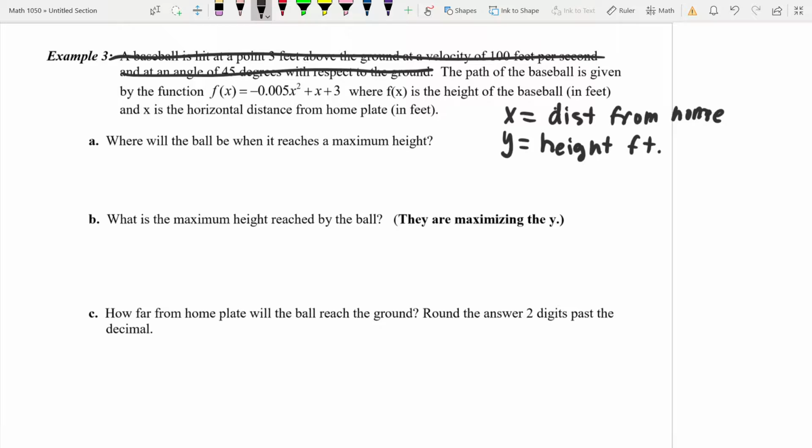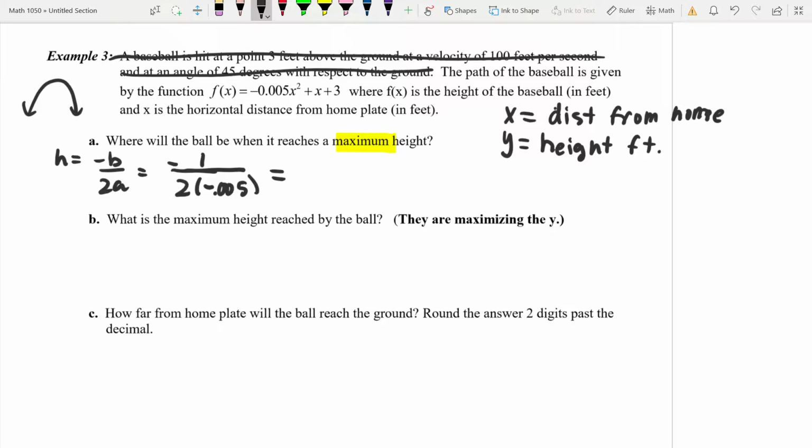Good. Read the question. Where will the ball be when it reaches a maximum height? You guys, there's that word again. Maximum. This is a parabola that opens down, and so it's going to have a maximum. So I'm going to go, my h is negative b over 2a. That's negative 1 over 2 times negative 0.005. 2 negatives gives me a positive. I can forget about that.